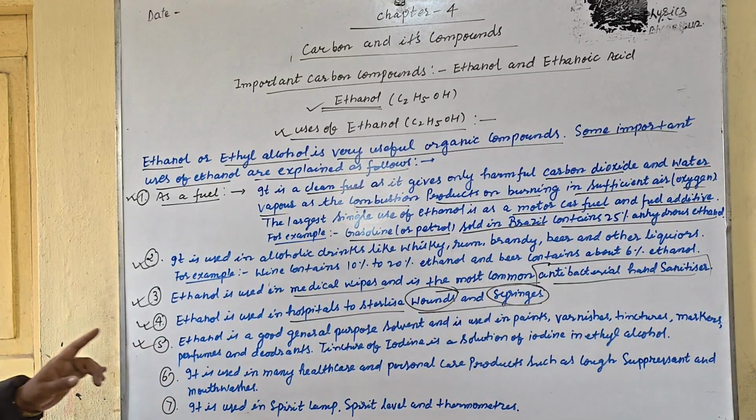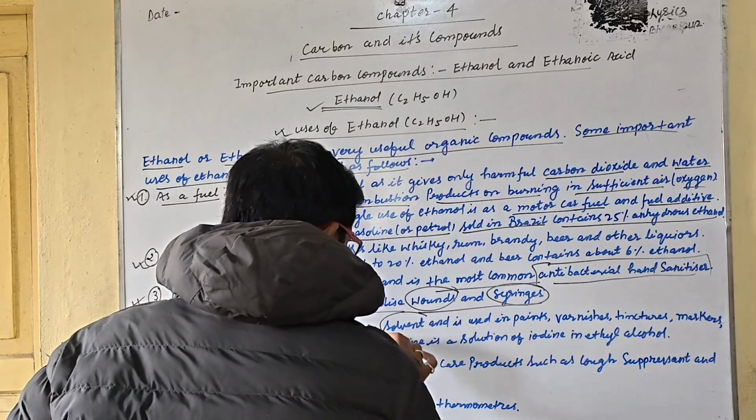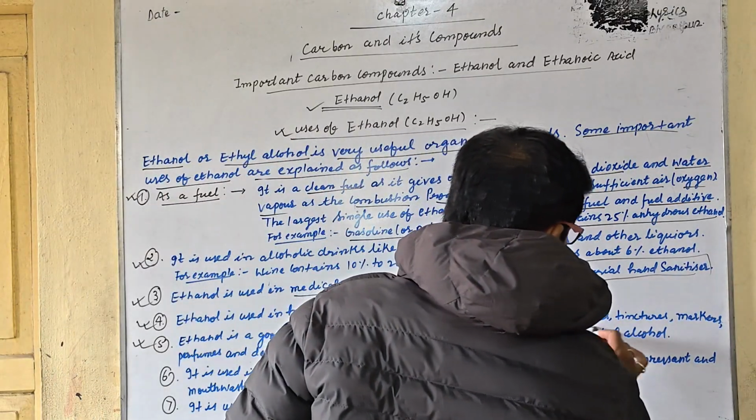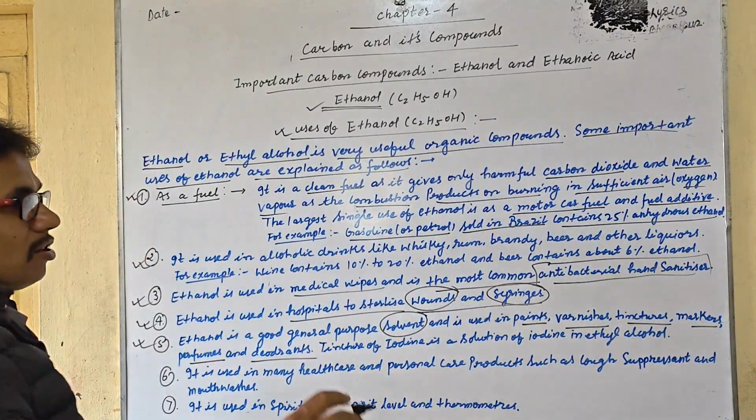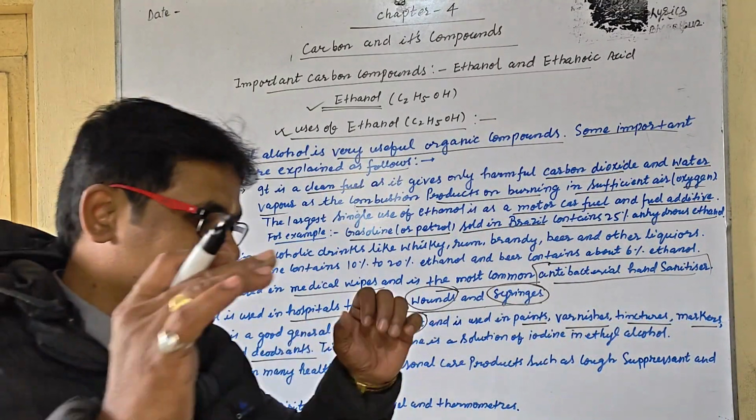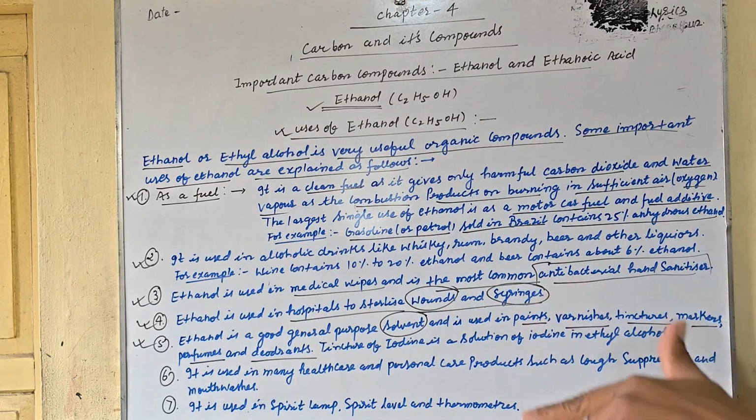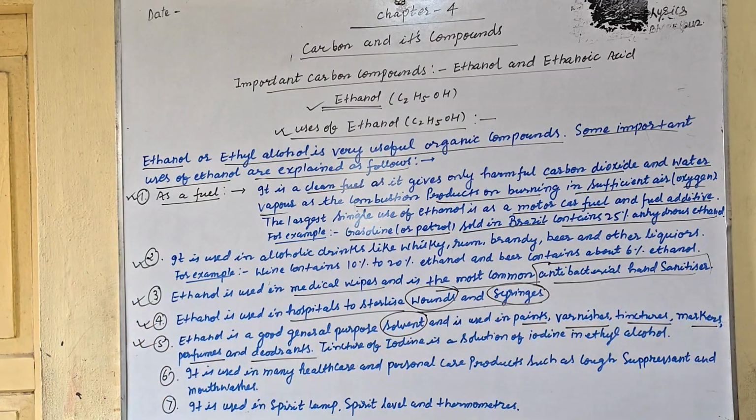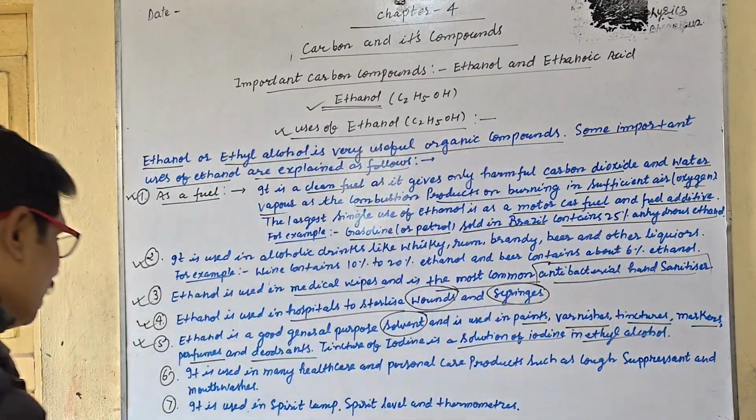Use number 5: ethanol is a good general-purpose solvent. It is used in paints, varnishes, tinctures, markers, perfumes and deodorants. The percentage may differ, but ethanol is present in your deodorant, perfume, varnishes, paints, tincture and marker. Tincture of iodine is a solution of iodine in ethyl alcohol.